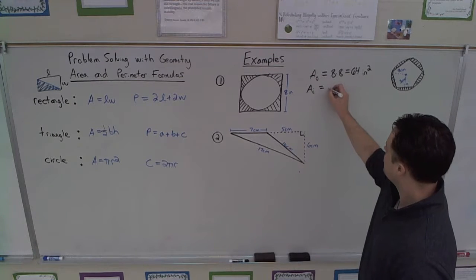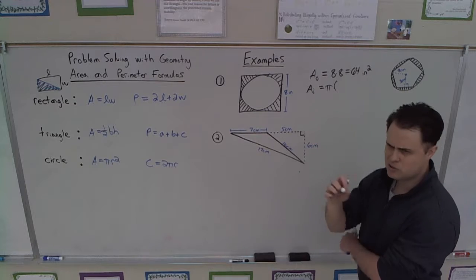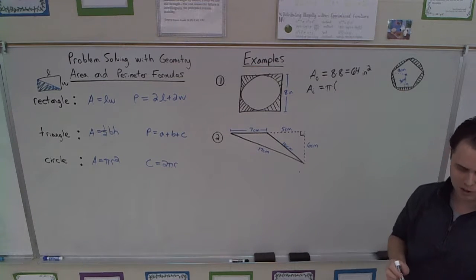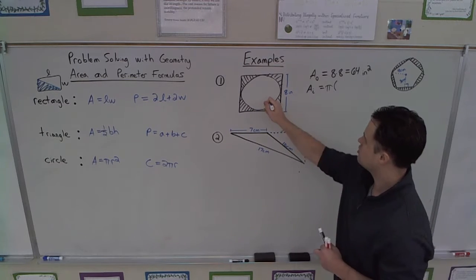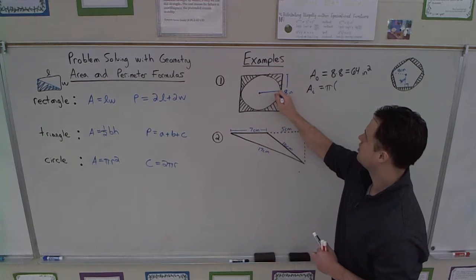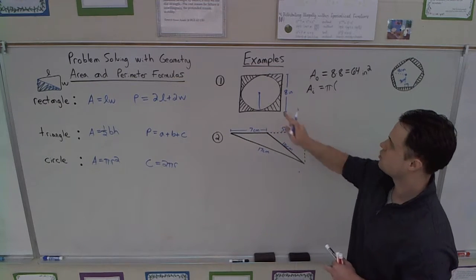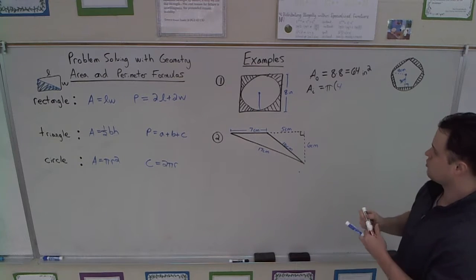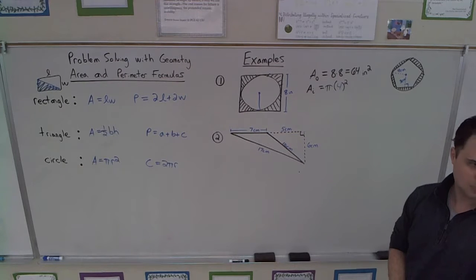So we're going to go pi times the radius. Ooh, what's the radius of this circle? Does it jump out at you? No, but you've got to think for a second. The radius is like this, right? But couldn't you think of that like right here too? Yeah. So the radius is 4 inches. So we're going to say pi times 4 squared, right?